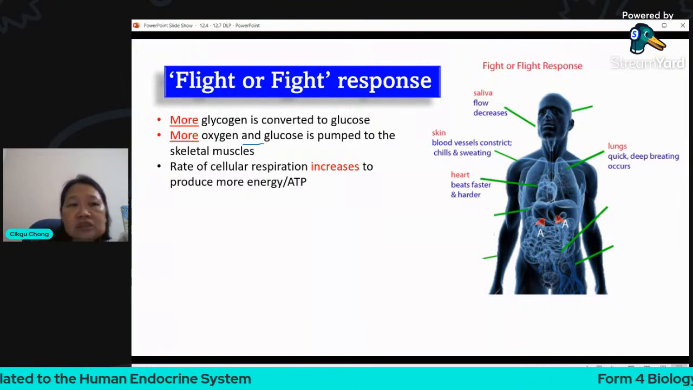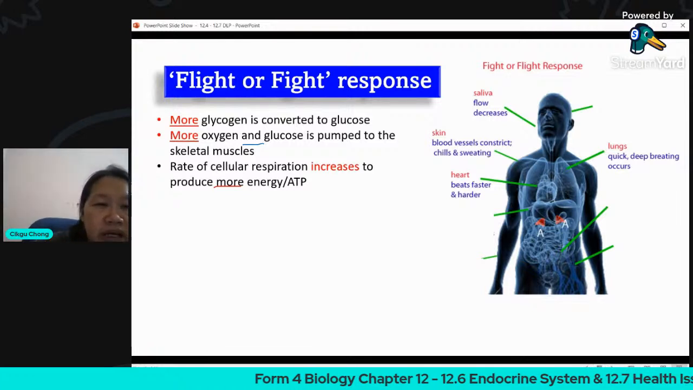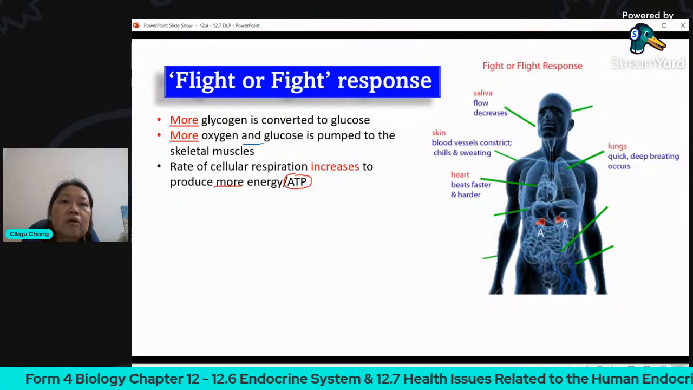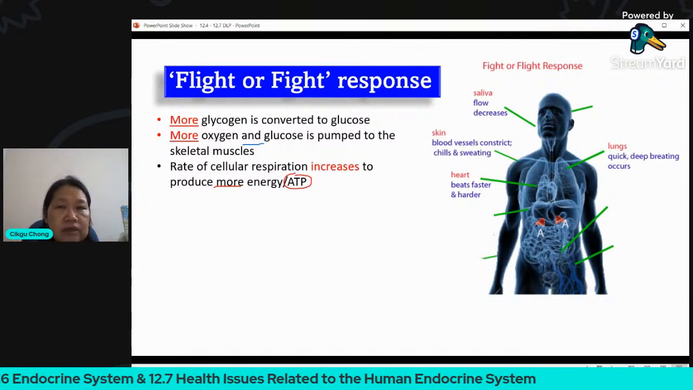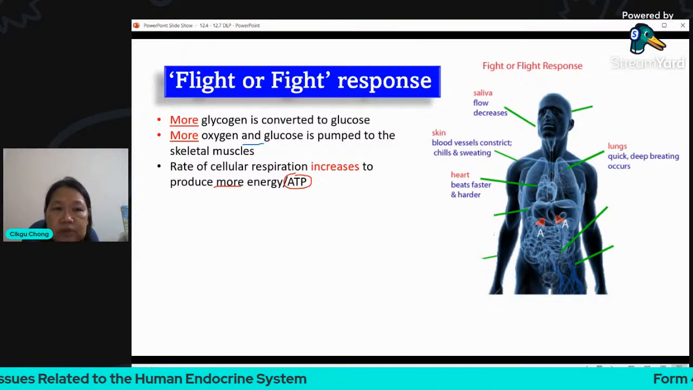Okay, to produce more energy, more ATP. All right. So if you're in doubt, please write ATP. It's better to be more detailed and more specific. Write ATP. Right? Sometimes they may require you to write ATP. They may reject energy, but they may want ATP. So please write ATP. If you're not sure, write both.